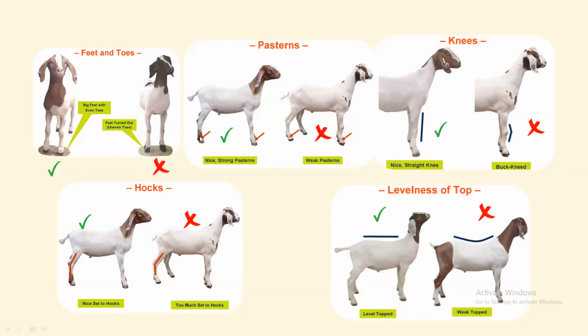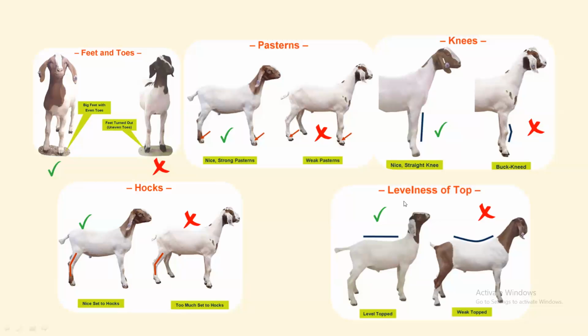Then the pastern: a strong pastern should be a little bit straight and strong, and a weak pastern should not be recommended. Then the knees should be a straight line, which indicates strong knees. There should not be buck knees, meaning a little curving should not be there. For the hock, there should be a little angle, a little curve, like we are showing. The other animal is forming a steep angle, which indicates too much set to the hock, and that is not recommended.